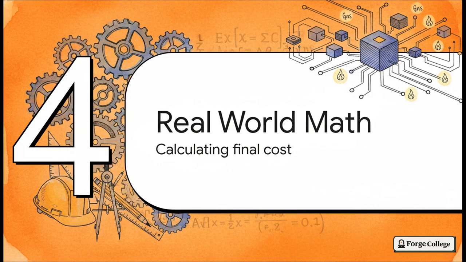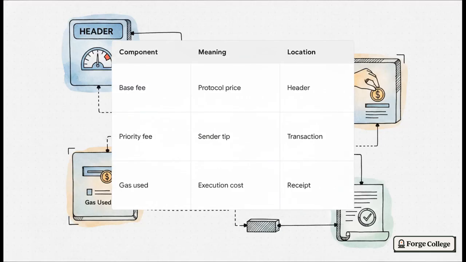Okay, Section 4, Real-World Transaction Math. Let's put on our engineering hats and calculate the final cost. I want you to think of this slide as your ultimate on-chain cheat sheet. If you're digging into a block explorer, look for the base fee right there in the block header. Need the priority fee? Look inside the specific transaction payload you sent. And for the actual gas used, you'll find that permanently recorded on the transaction receipt after the execution is completely finished.